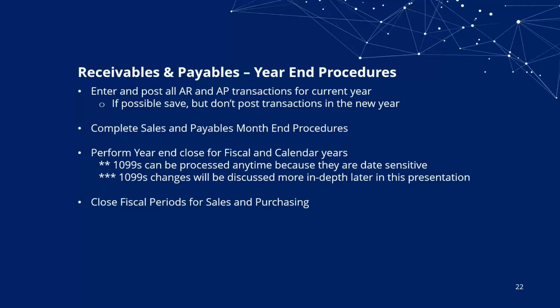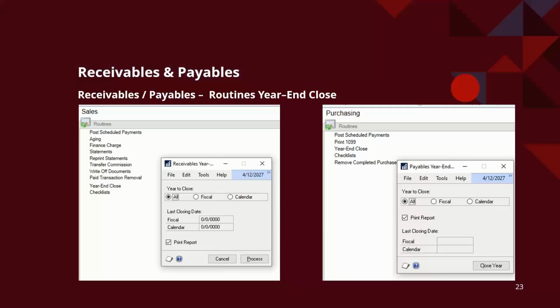And then perform your year-end close for fiscal and calendar years. 1099s we'll discuss later, but they are also date sensitive, so they can really be processed at any time. And then once you're done closing everything, we would close the fiscal periods for sales and purchasing as well. It's just a screenshot of the receivables and payables year-end close windows and how identical they are. Procedures are basically exactly the same.